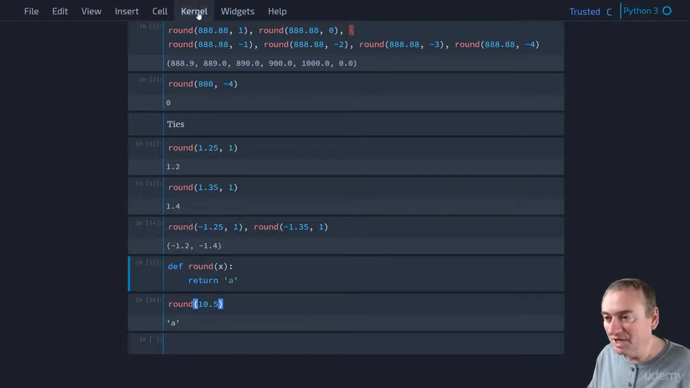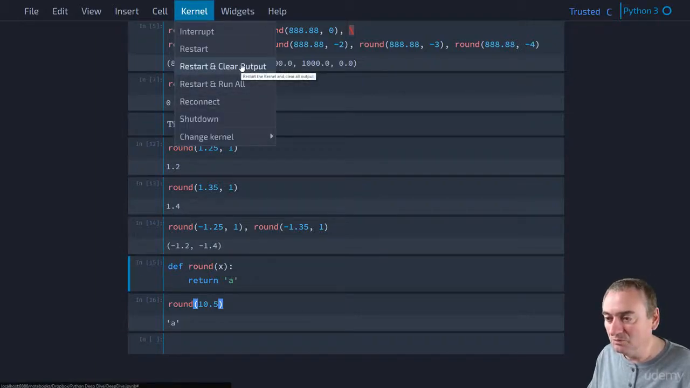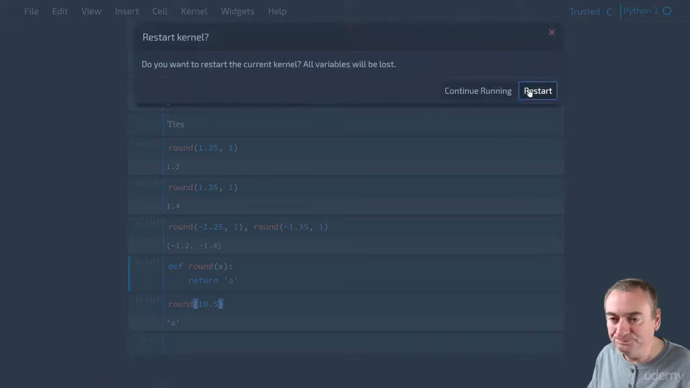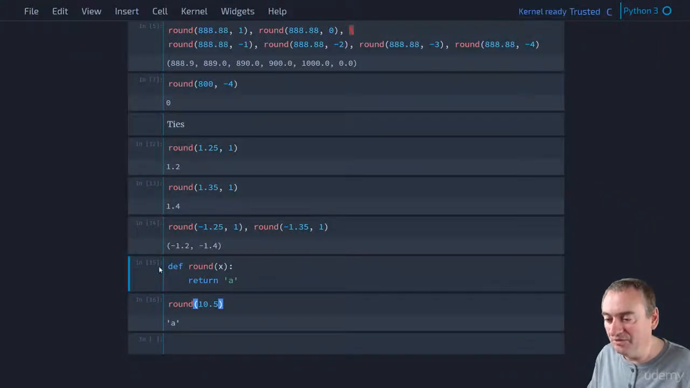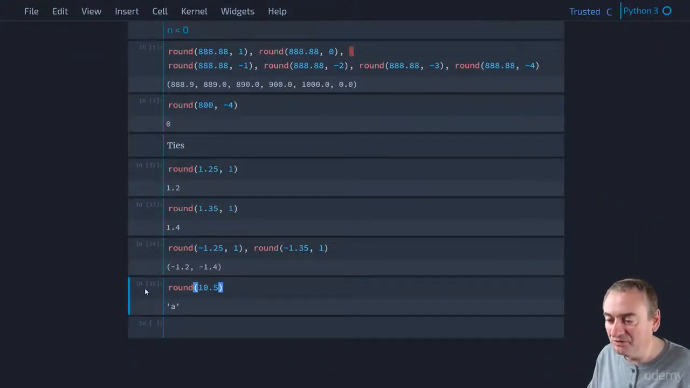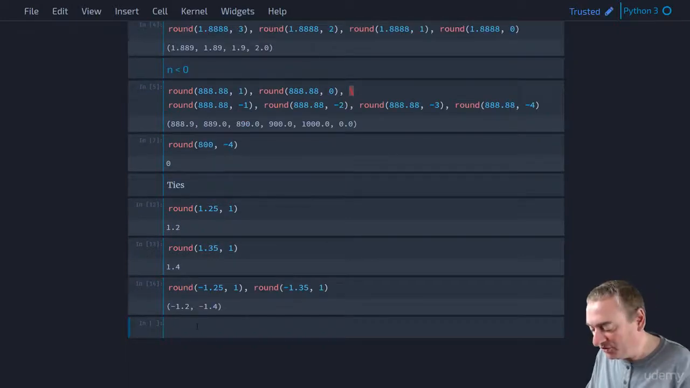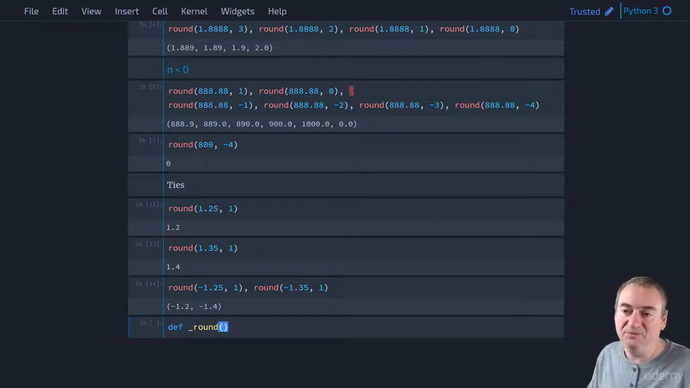So I'm going to restart the kernel. I want to get rid of this. I don't want to redefine round. So instead I'm going to call it underscore round. That's a pretty common way. If you're going to be using a function name that would shadow a built-in function, then you just put an underscore in front of it. And so it's still not the same thing. It's differentiated, but the name is still the same. So I want to keep it as round, right?